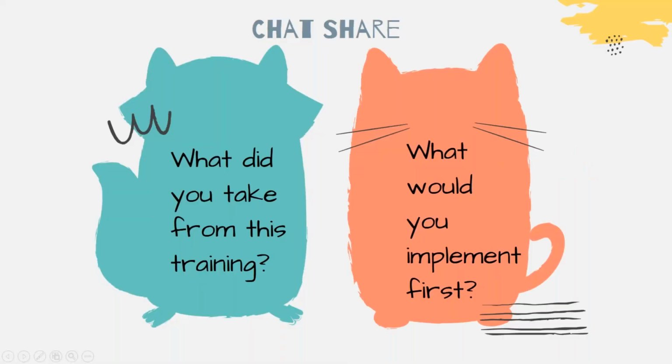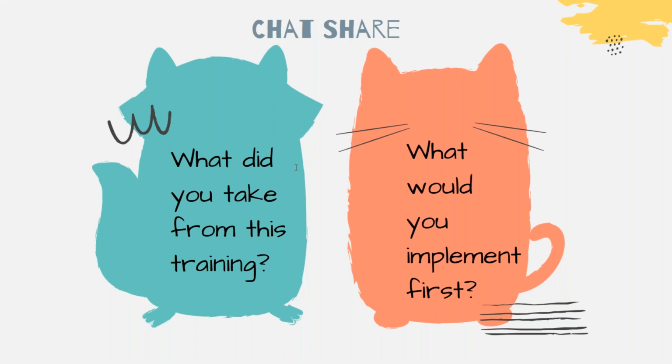So there's two questions. It says, what did you take from this training and what would you implement first? So you should just reflect on these questions. What did you take away? What would you implement first? You can drop that in the chat if you would like. Just tell us what you took away.